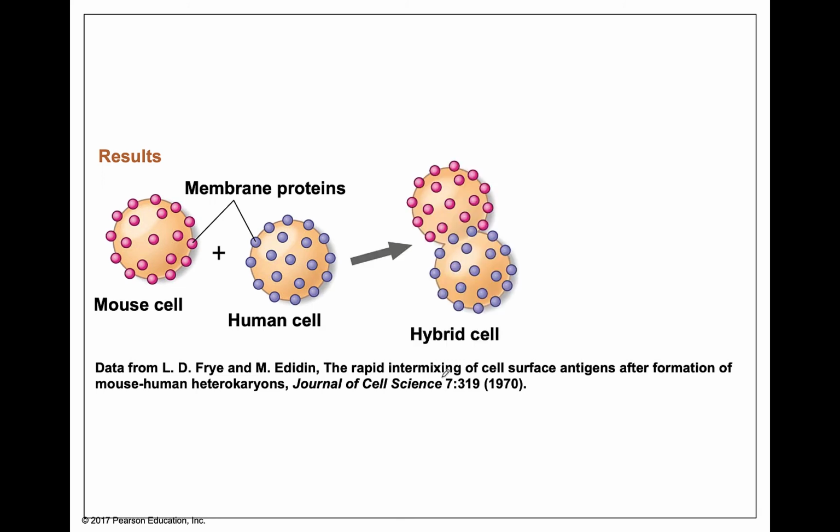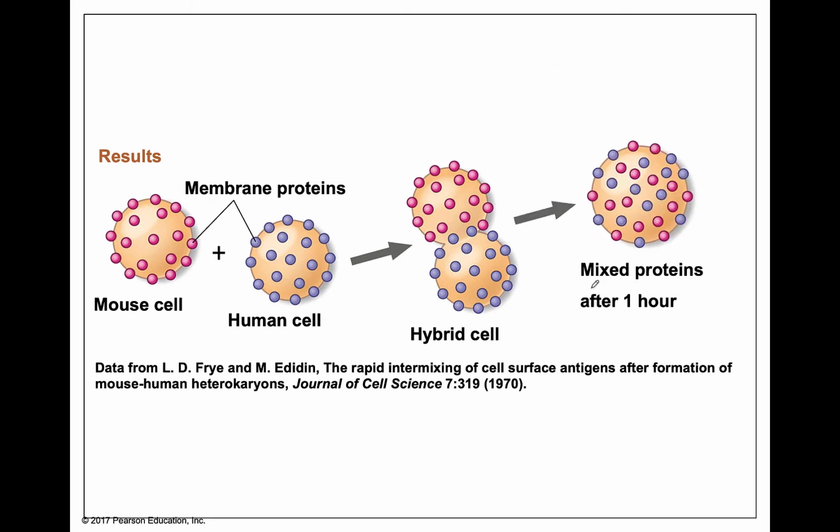And when they merged these two membranes, if the cell was not fluid, you would expect to see a cell where this half is pink and this half is purple. And at the very beginning, that is what it looked like. But over time, and it only took an hour, you end up with this mixture of pink and purple proteins, showing that the proteins actually moved sideways through the fluid membrane.